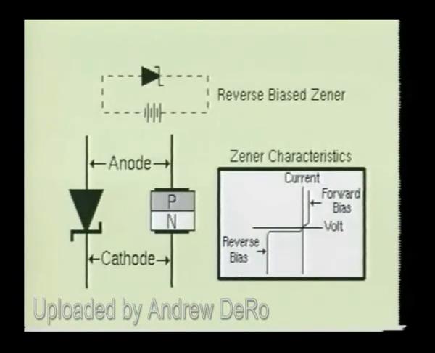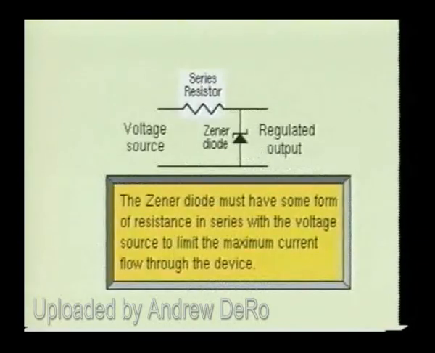If this reverse current flow is not restricted by a resistor or some similar device, the Zener would be destroyed by the excessive current. Therefore, when Zener diodes are operated in the reverse bias mode, there must be a current limiting device in series with the Zener to keep it from self-destructing. The current limiting device is usually a resistor.